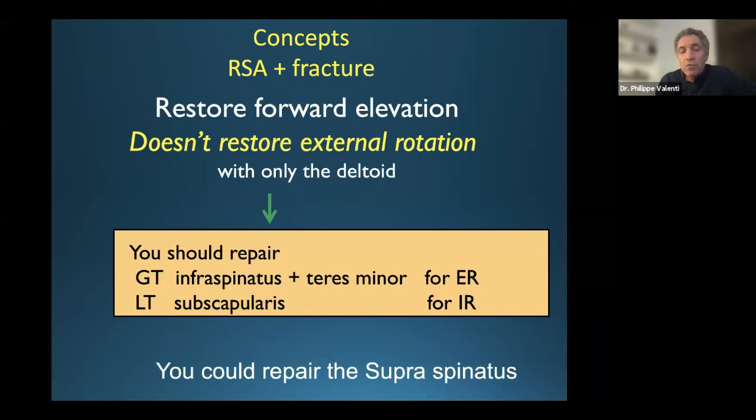And this is very crucial: when you do reverse arthroplasty, you should repair the infraspinatus and the teres minor for external rotation. These are on the greater tuberosity. And you have to repair the subscapularis for the strength in internal rotation. And in my experience, I love to repair also the supraspinatus.